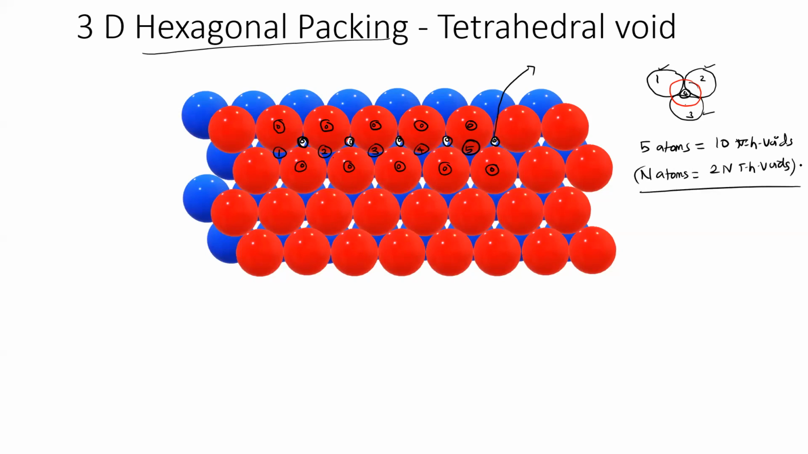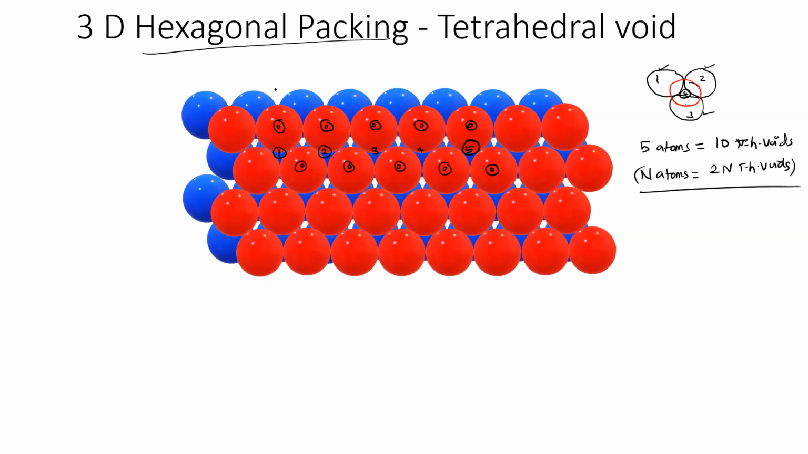Very, very important formula. Okay. If I take any number of atoms, 2n number of voids will be there. Which void? Tetrahedral voids. Is that clear or not? Then we'll move on to next. Is that clear or not?